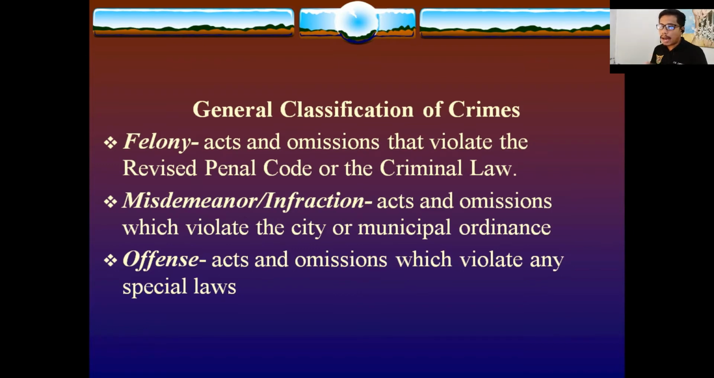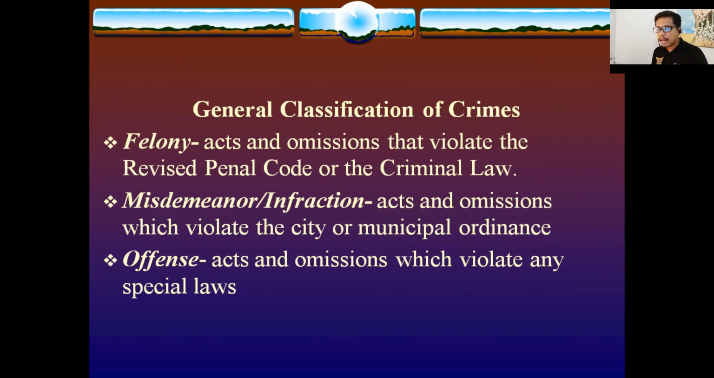A particular act or omission that violates the Revised Penal Code or the RPC or the criminal law shall be considered as a felony. So again, in criminal law Book 2, if you will read all of the crimes in Book 2, if a person committed such a crime, then the crime shall be considered as a felony. Why? Because the violation is actually under the Revised Penal Code or the criminal law.